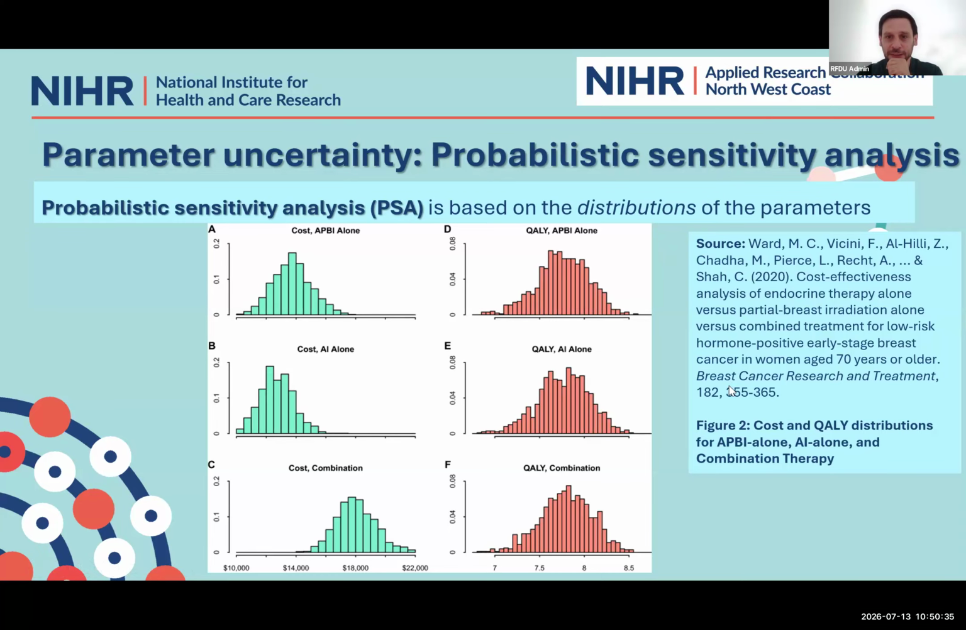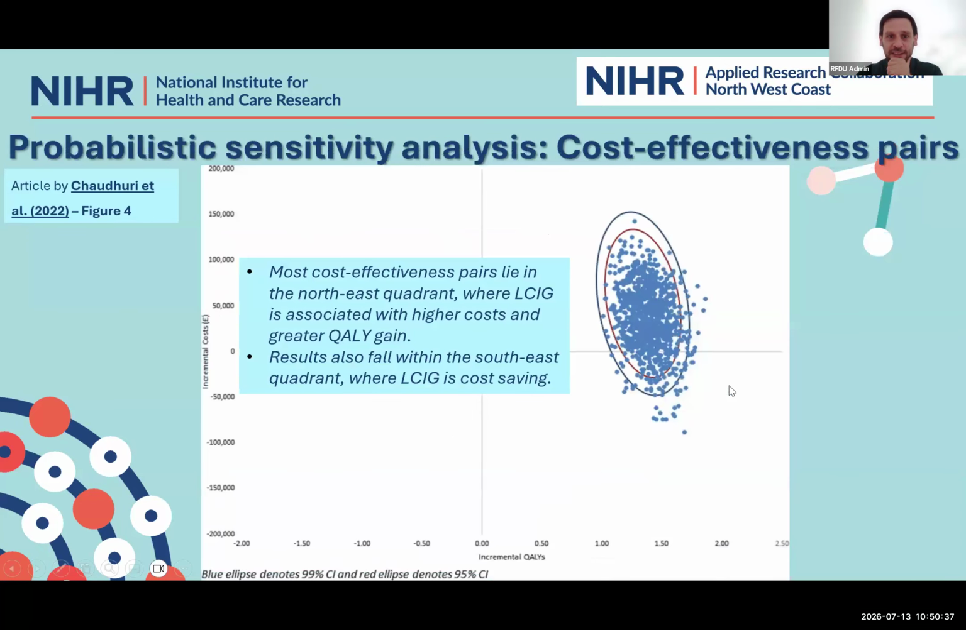I'll go back to my next slide. So as I was saying before, most of the cost effectiveness pairs lie in the northeast quadrant, where the intervention LCIG is associated with higher cost and greater quality gain. But results also fall within the southeast quadrant, where the intervention is actually cost saving. So this is just to repeat the interpretation I was trying to formulate before.